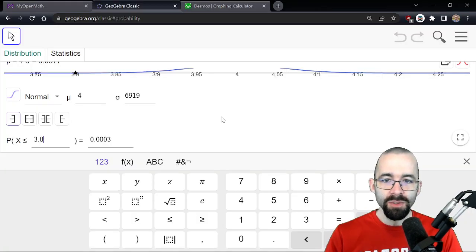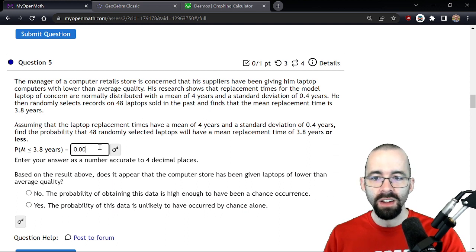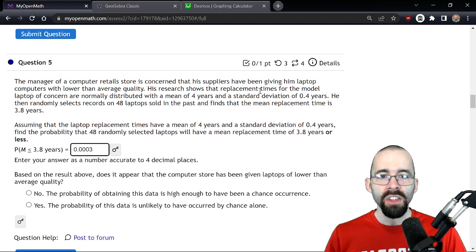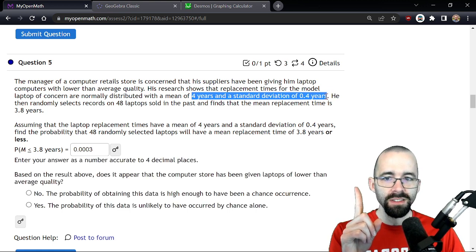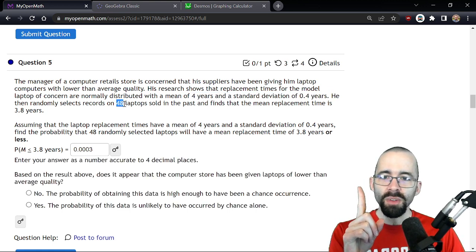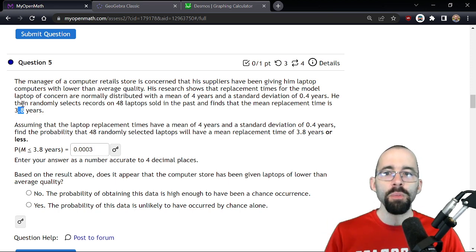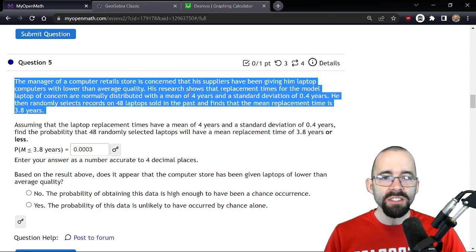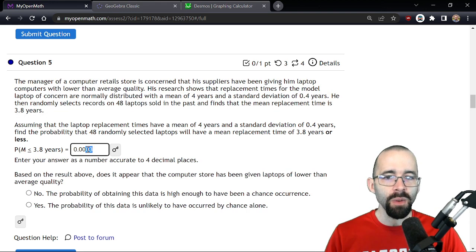So this is what Unit 8 hypothesis testing is going to be all about. They claimed it has a mean and standard deviation of 4 years and 0.4 years. But we just took a sample of 48 and got a mean replacement of 3.8 years, which is smaller. But maybe we just got unlucky. So we found the probability of that happening. If this claim is correct, this is the probability that we could have gotten this unlucky or worse.